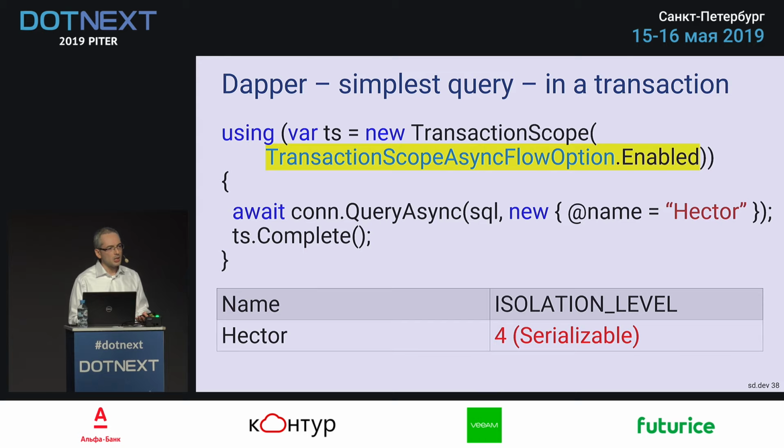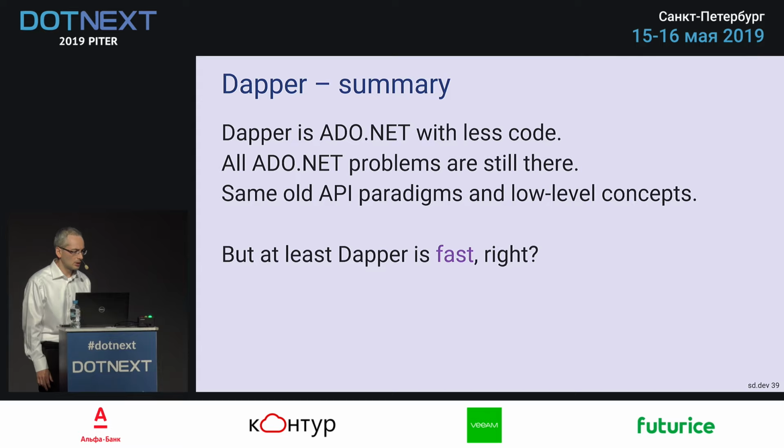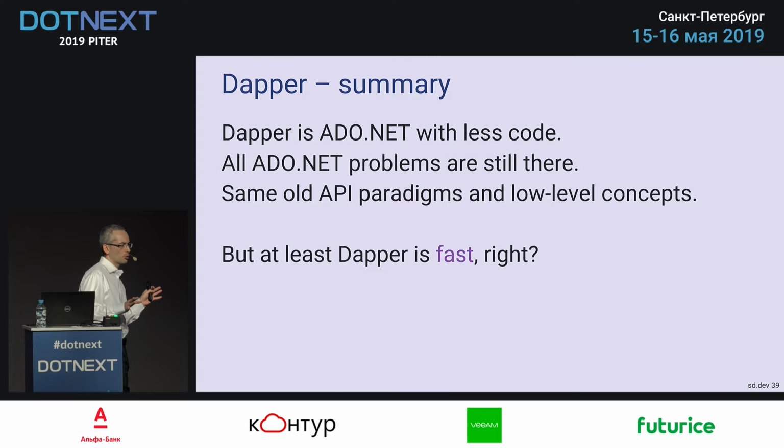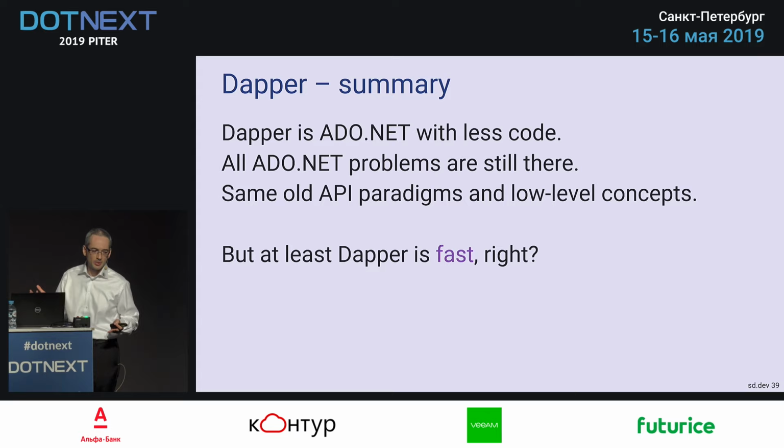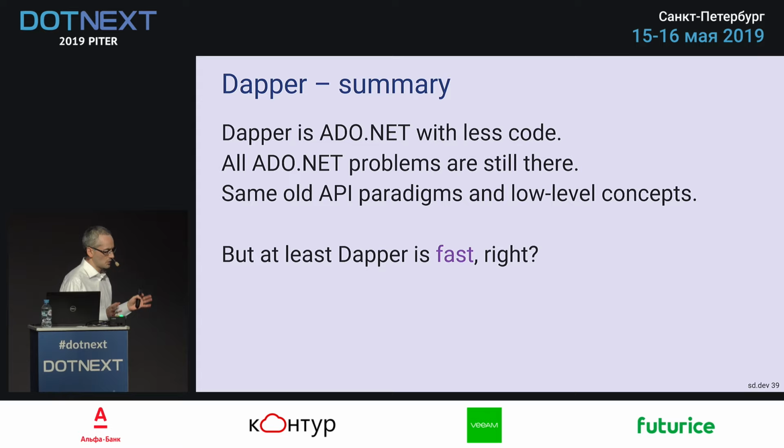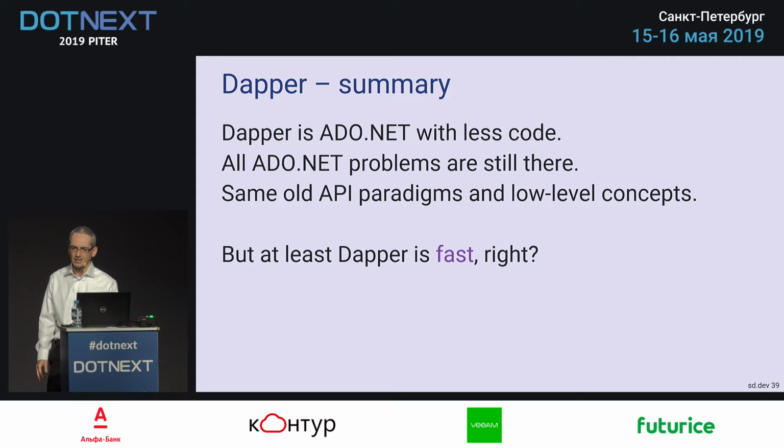So just to summarize Dapper, Dapper is just ADO.NET with less code. That's all it is. All the ADO.NET problems that are there by design, they're still there. You're still dealing with old API paradigms and the same old ADO.NET low-level concepts. So if you're using Dapper, none of that goes away. It's still there. But at the very least, Dapper is fast. I mean, you're probably thinking, say what you want, but at least I get my performance, right? At least Dapper is fast. I'm going to go at a blazing speed just by using Dapper, right?